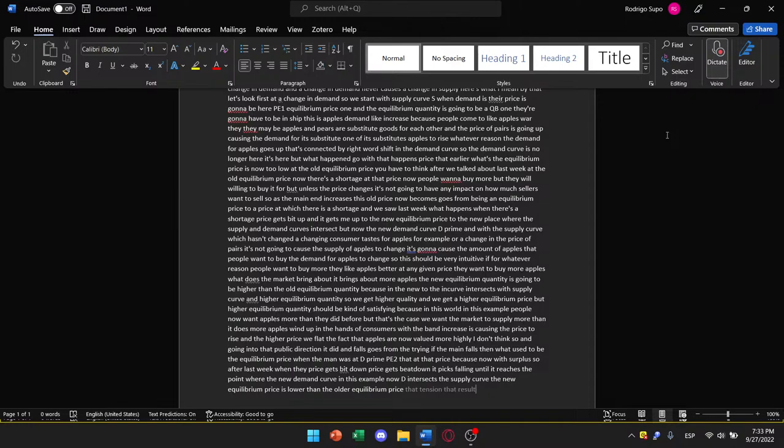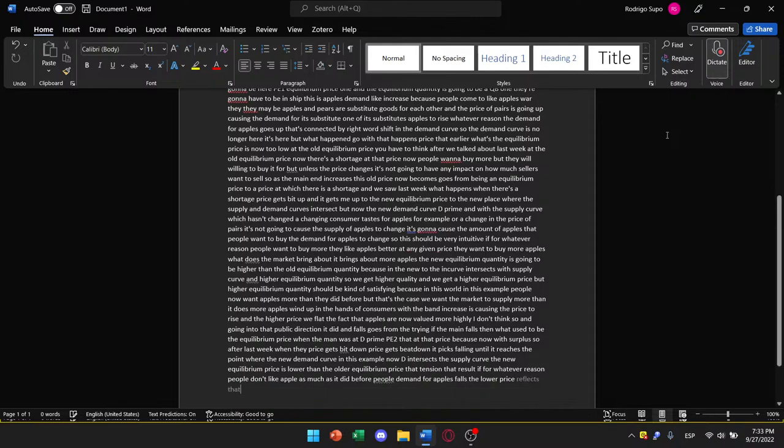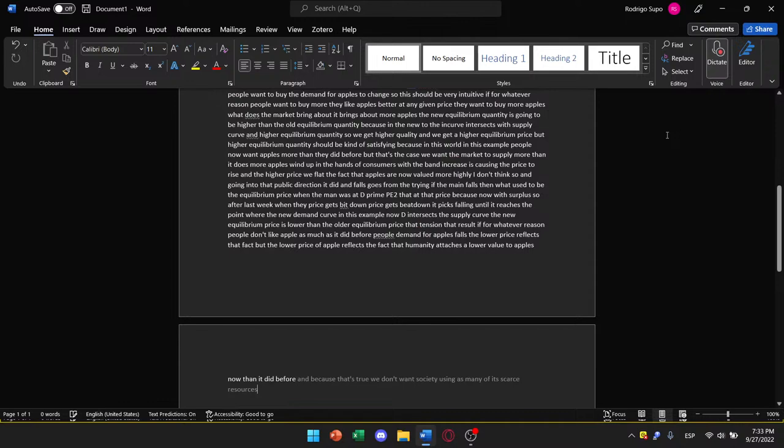If for whatever reason people don't like apples as much as they did before, people's demand for apples falls, the lower price reflects that fact. The lower price of apples reflects the fact that humanity attaches a lower value to apples now than it did before. And because that's true, we don't want society using as many of its scarce resources as it did before to produce apples. Let's release those resources to produce something else that people want more intensely. People don't want apples as intensely as they did before, and so the new equilibrium quantity falls when demand falls.